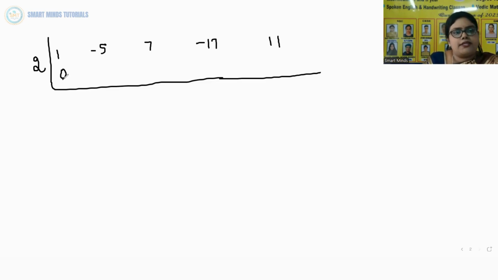So first you take 0. 1 plus 0 is 1. 1 into 2 is 2. -5 plus 2 is -3. -3 into 2 is -6. 7 plus -6 is 1. 1 into 2 is 2. -17 plus 2 is -15. -15 into 2 is -30. 11 minus 30 is -19.